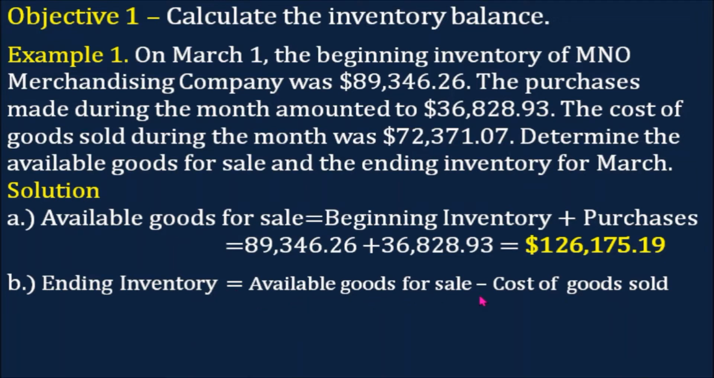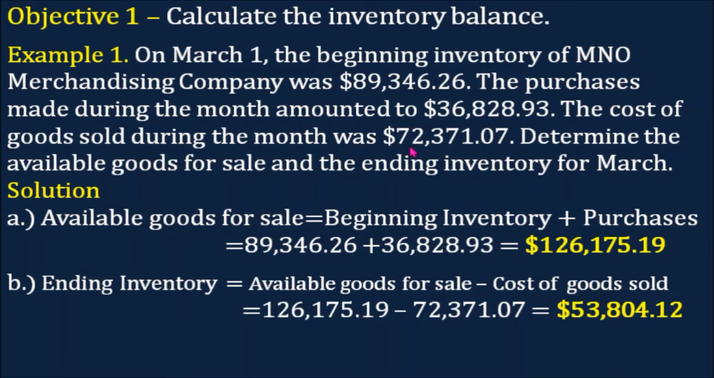For the ending inventory, this is our formula. Available goods for sale minus cost of goods sold. So we have available goods for sale, this amount, and then cost of goods sold is this amount. So we are going to subtract 126,175.19 minus 72,371.07, that is equal to $53,804.12. So this is the ending inventory for March.